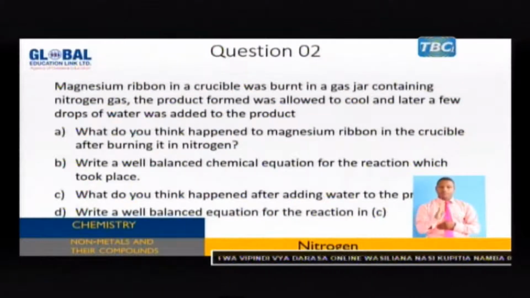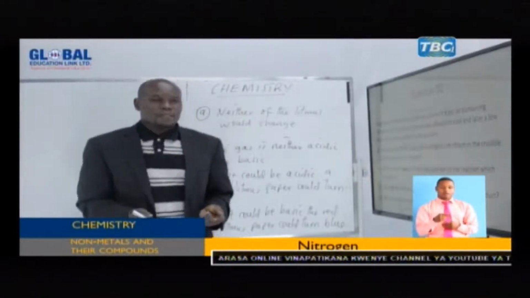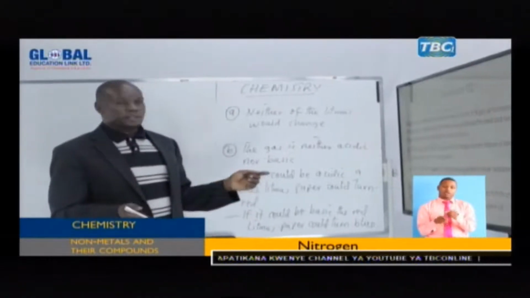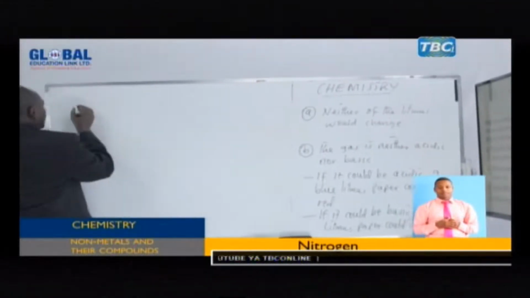B, write a well-balanced chemical equation for the reaction which took place. And C, what do you think happened after adding water to the product? And D, write a well-balanced equation for the reaction in C above. The question is so simple, since it is about nitrogen, and the nitrogen was reacting with the magnesium ribbon. So this is question number 2.